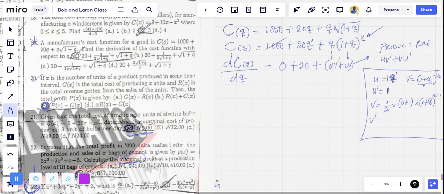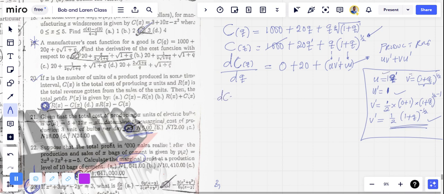So this v prime is equals to 1 over 2 times 1, which is still 1 over 2. Then times this 1 plus q raised to the power, what's 1 over 2 minus 1? That's minus half. You can do that yourself. You get that minus half. So I already have my v prime, my u prime. I know my u and I know my v. So I'll just go ahead and substitute that here.